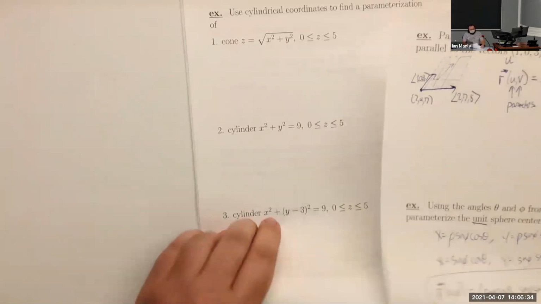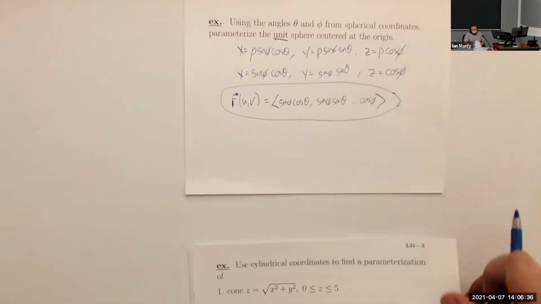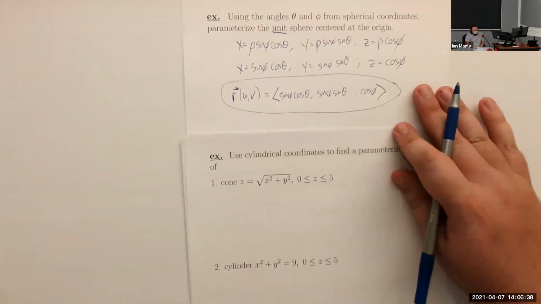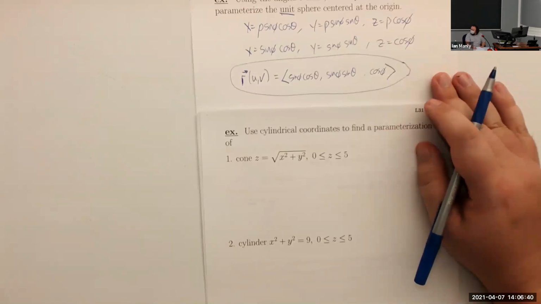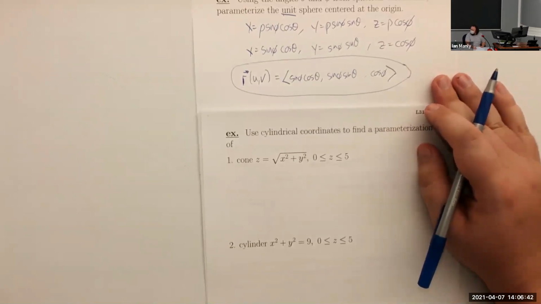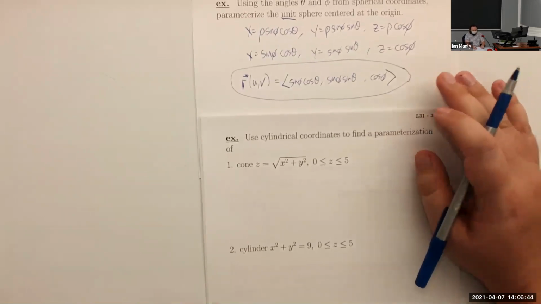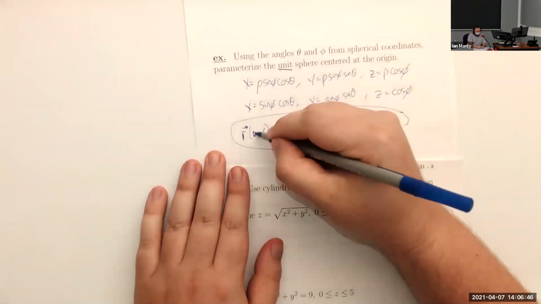All right. So that's spherical coordinates to help us get a parameterization. Let's go ahead and see if we can use cylindrical coordinates to help us do the same thing right here. Why is it still u and v? Because I made a mistake. It should be phi and theta.